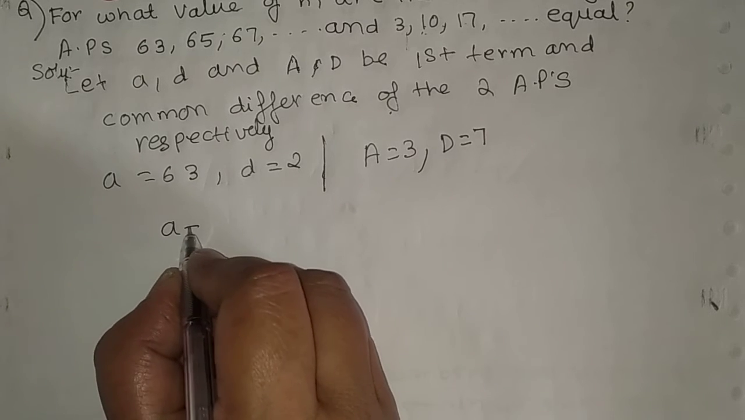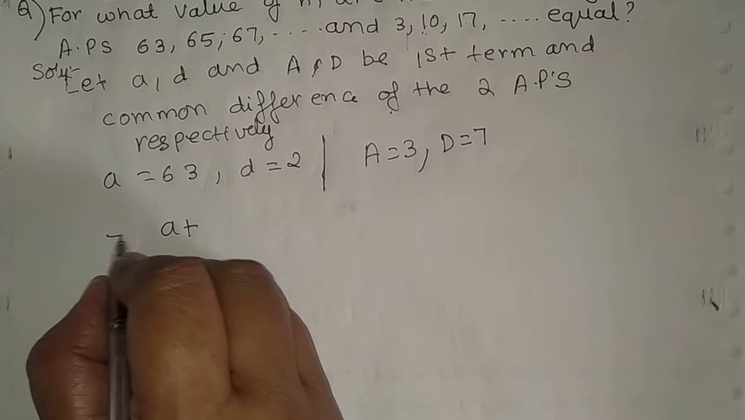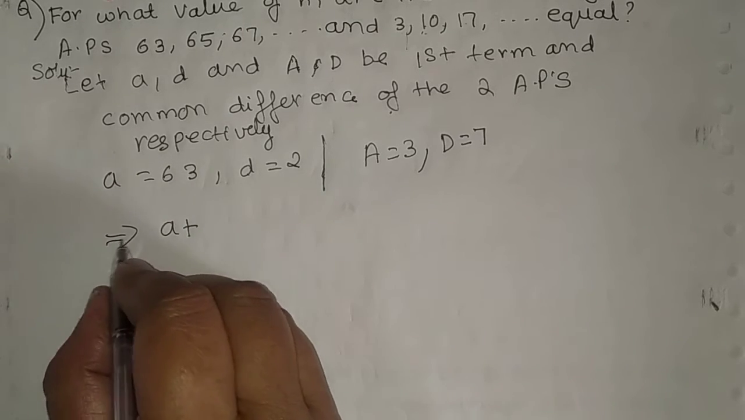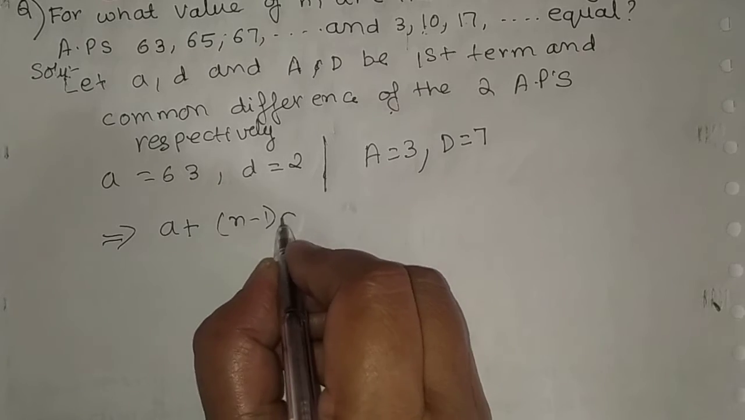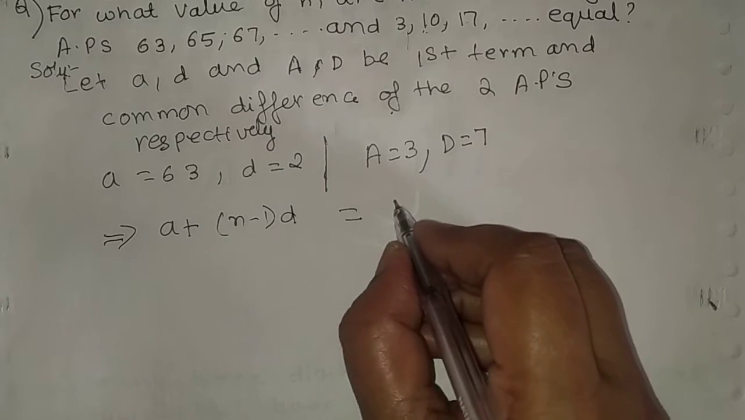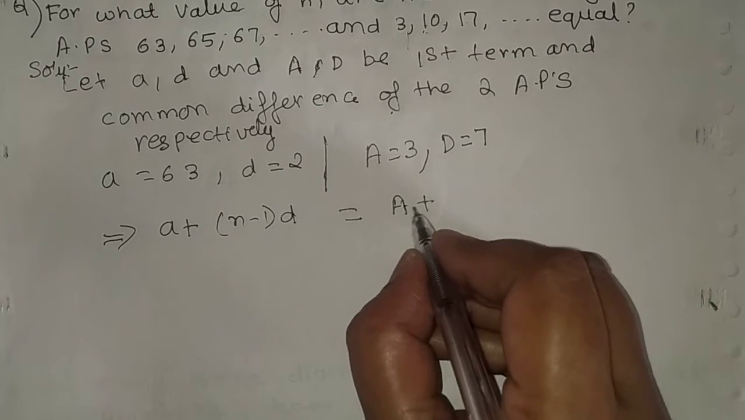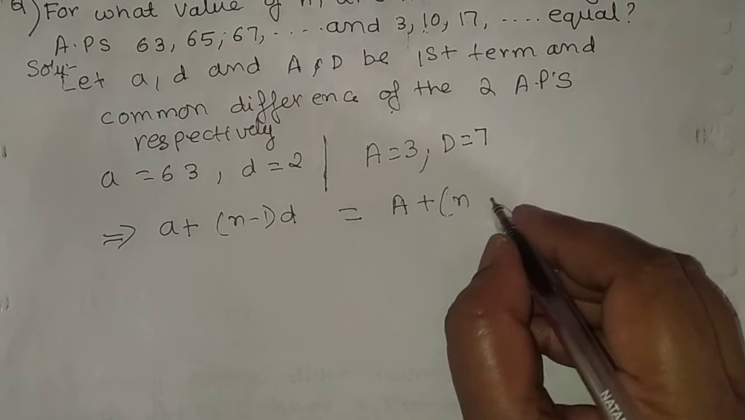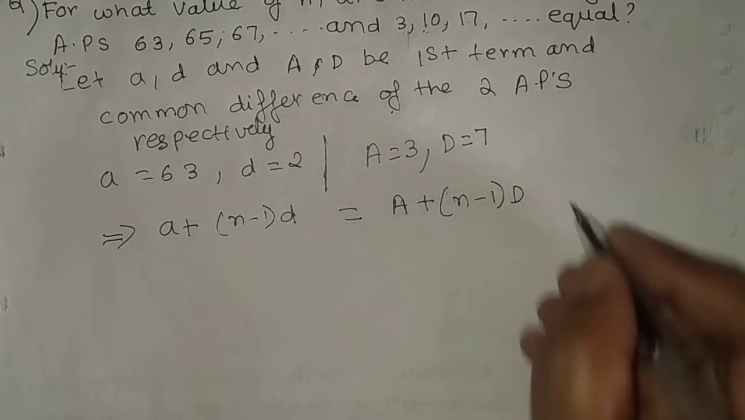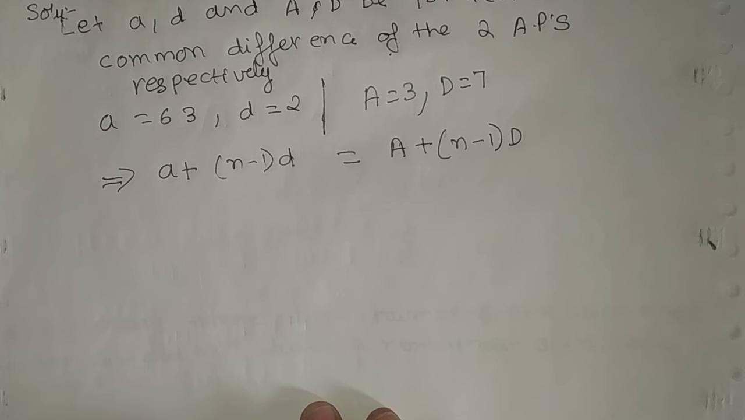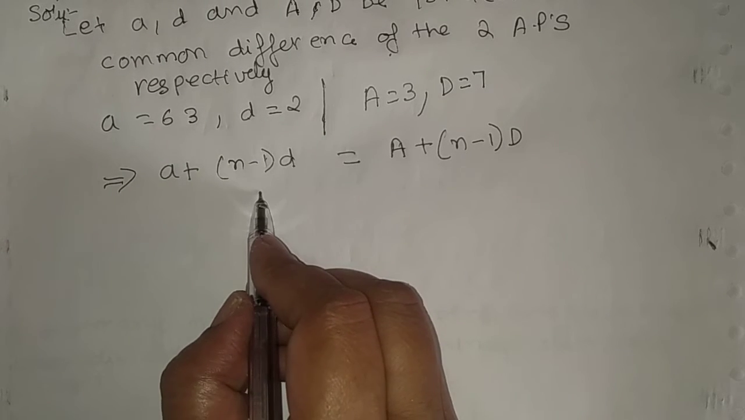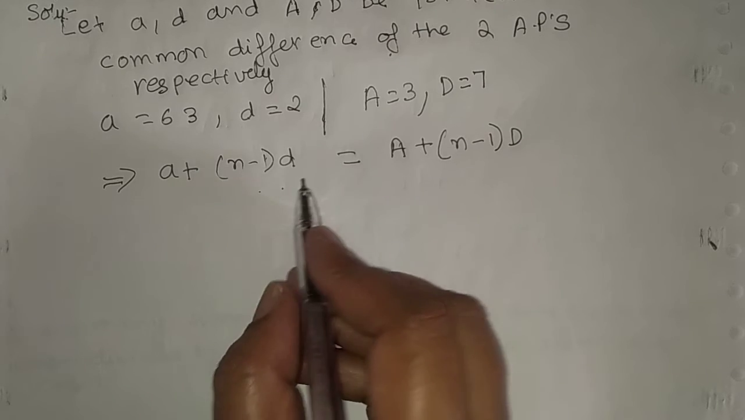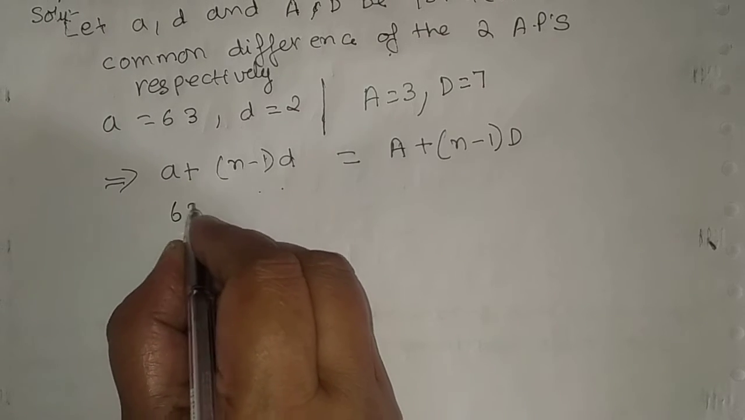So next, for this one expression we have, that is a plus (n minus 1) into d is equal to A plus, here we write in caps, here in the small letter, (n minus 1) into d. These problems are already solved in the exercise, but these are all exam solved problems that appeared in the exam. So continue, write down the data.